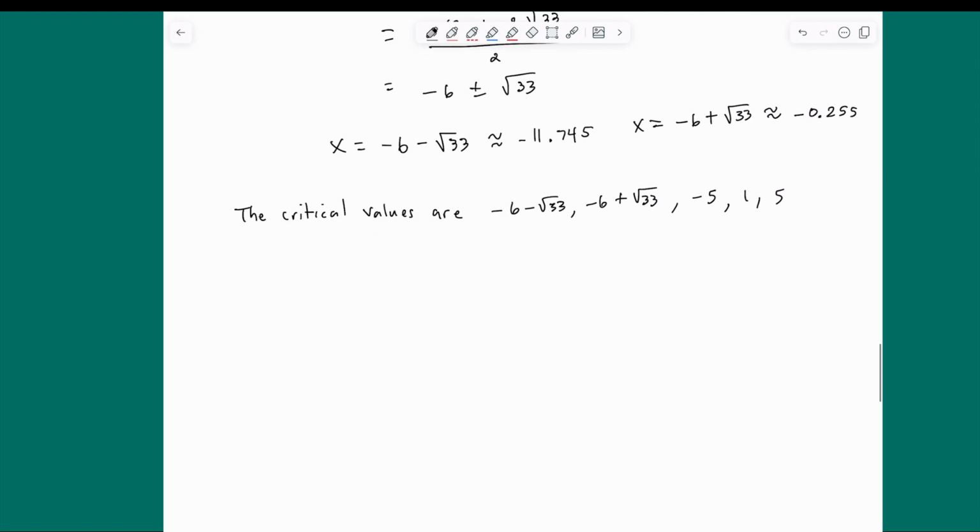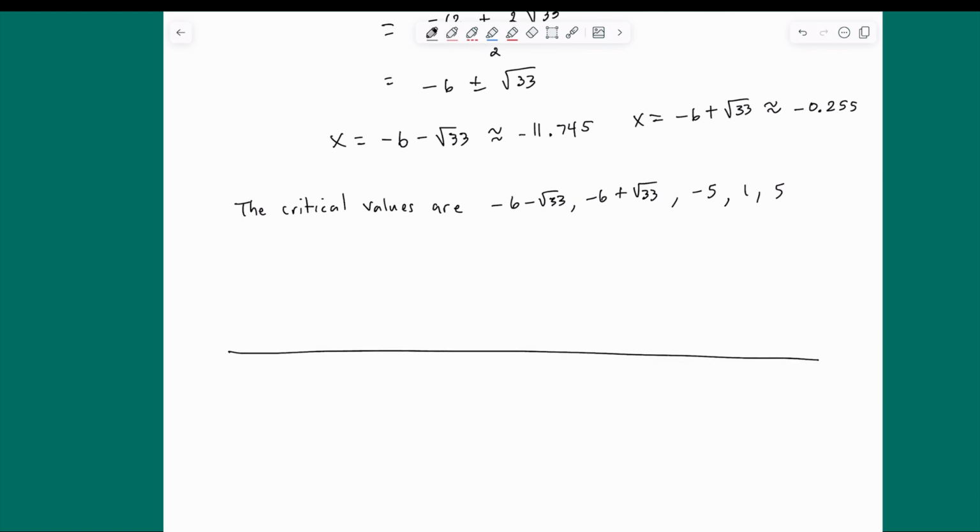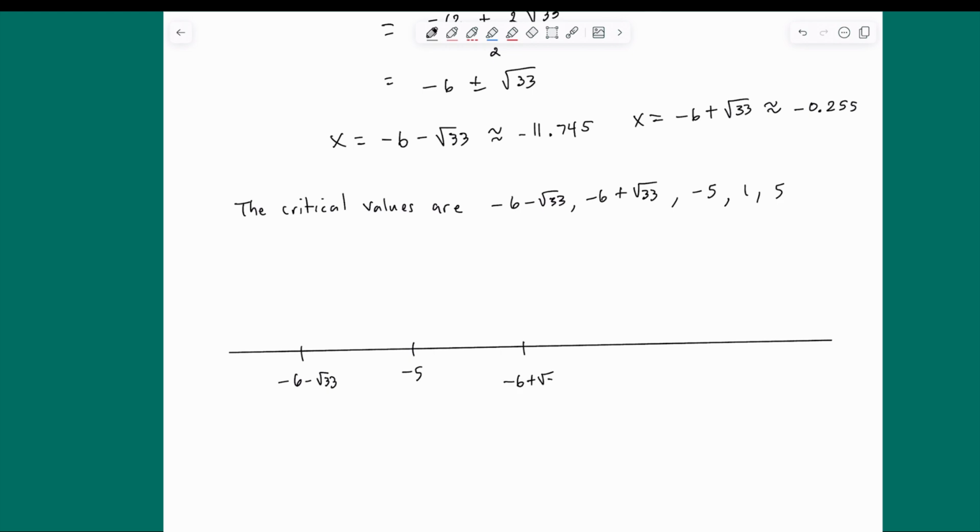All right, so this is going to break up our number line into these numbers here. So the first critical value would be negative 6 minus root 33, then followed by negative 5, and then followed by negative 6 plus root 33. Once again, using decimal approximation to get the idea where those numbers are relative to each other. And then positive 1, and then positive 5. So we have several intervals here.